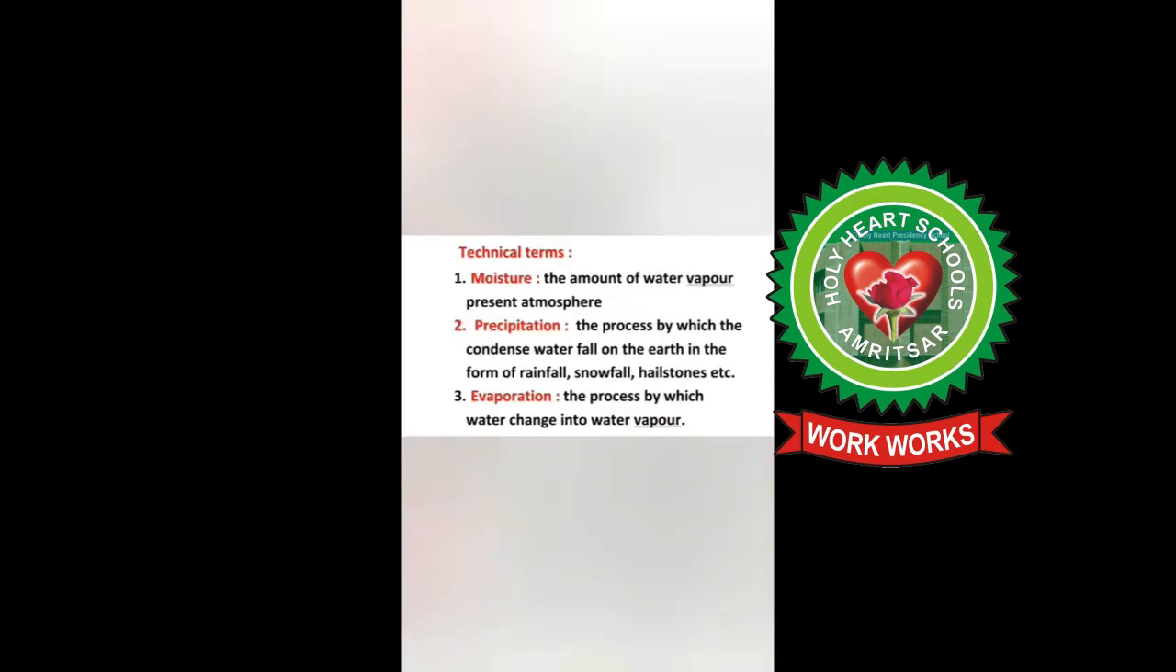Now, let us discuss the technical terms that are coming in today's chapter. The first term is moisture. The amount of water vapor present in the atmosphere is termed as moisture. Number 2, precipitation. The process by which the condensed water falls on the earth in the form of rainfall, snowfall, hailstones, etc. Number 3, evaporation. The process by which water changes into water vapor.